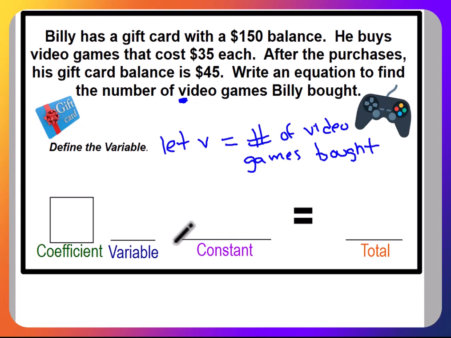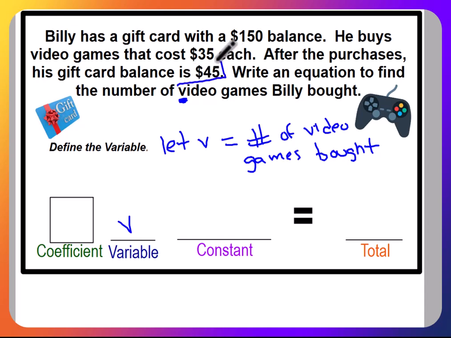So, coming down here, coefficient times the variable, plus or minus the constant equals the total. I know the variable. I'm using a V, so I'm going to put a V for my variable. Now, do we know the total? Think about those total clue words. Something that he has what? He has a gift card with a $150 balance. He buys games that cost $35 each, and his balance is $45.